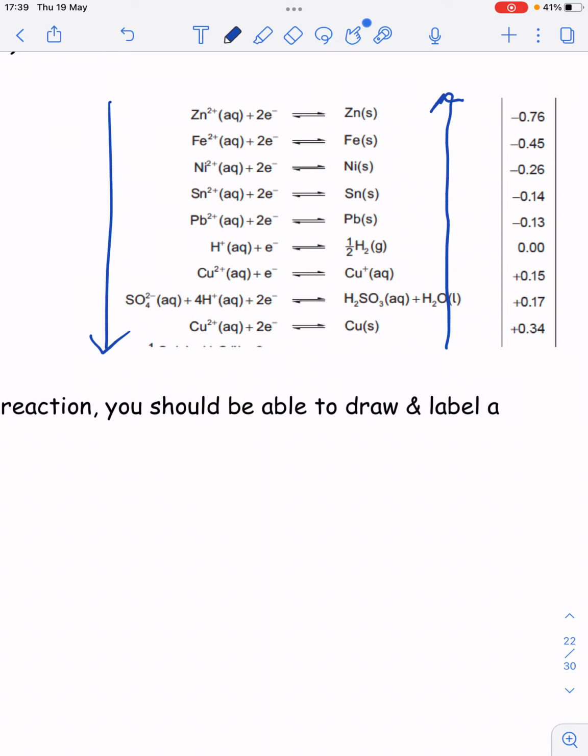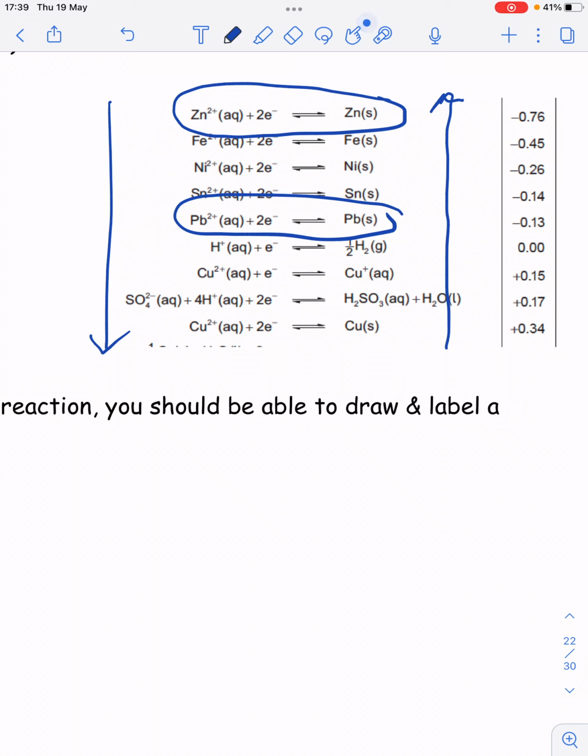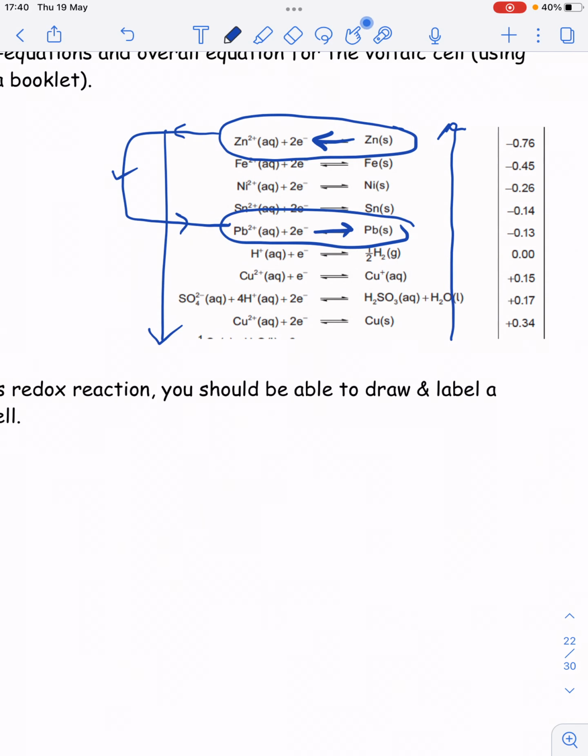If you make a voltaic cell with zinc and lead, for example, here's the zinc half equation, here's the lead half equation. You should already know from our activity series work that zinc will oxidize and turn into zinc 2+, losing electrons, and lead 2+ will gain electrons and turn into Pb, or lead solid. The difference now is that instead of transferring the electrons directly on the surface of the zinc to the lead ions, those electrons are going to have to flow through an external circuit, an external wire. So that's the first part, figuring out the half equations.